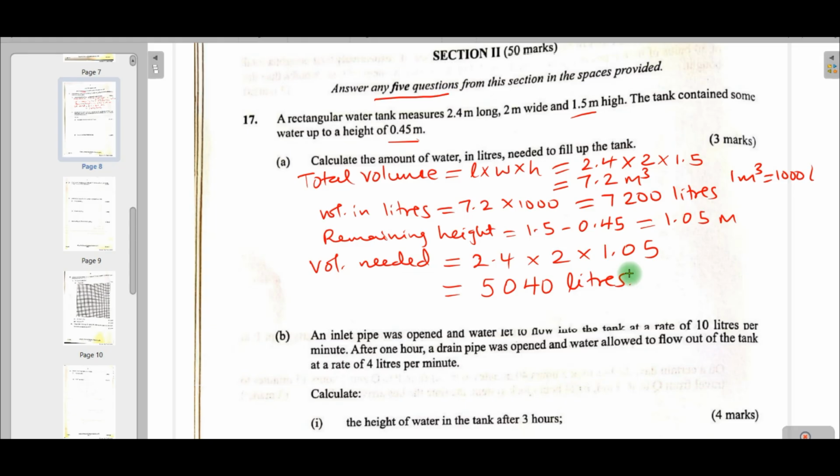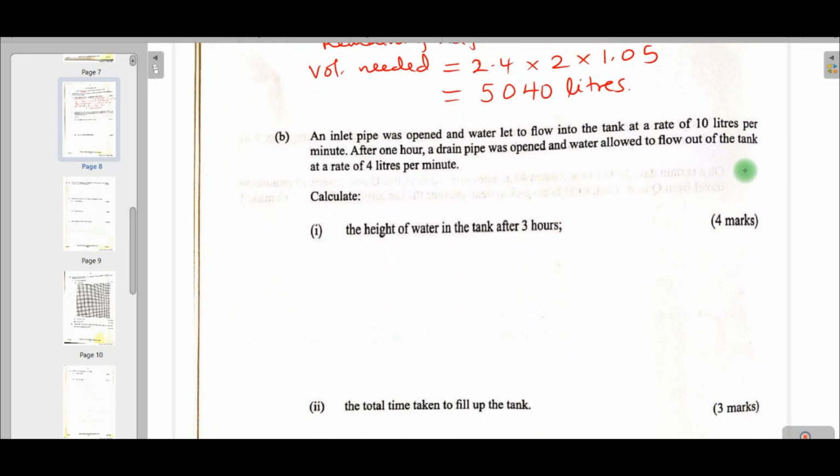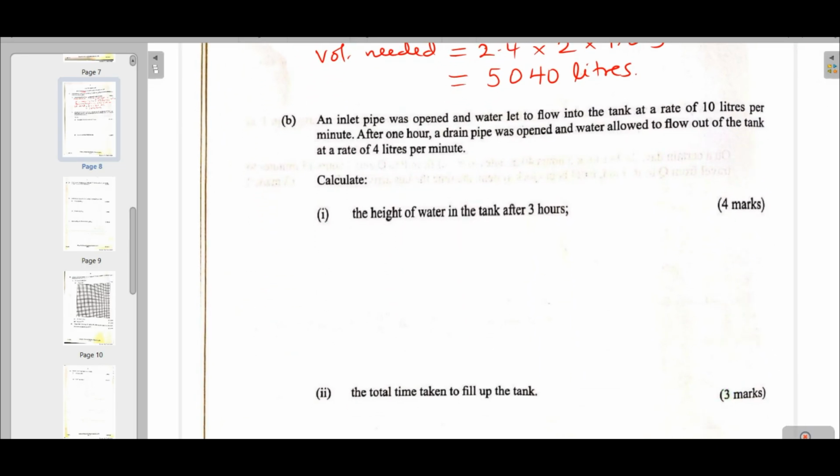Then from there we are going to move on to part B of the question. Part B of the question: An inlet pipe was opened and water let to flow into the tank at the rate of 10 liters per minute. After 1 hour, a drain pipe was opened and water allowed to flow out of the tank at the rate of 4 liters per minute.